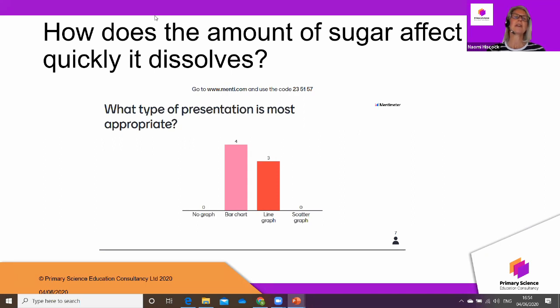But certainly if they're thinking about measuring it in weight, or if they're doing it as spoonfuls or teaspoonfuls, for instance, then actually it would be continuous numbers. So it would be a line graph. If they're just using a teaspoon, a dessert spoon, and a tablespoon, then it would be a bar chart.